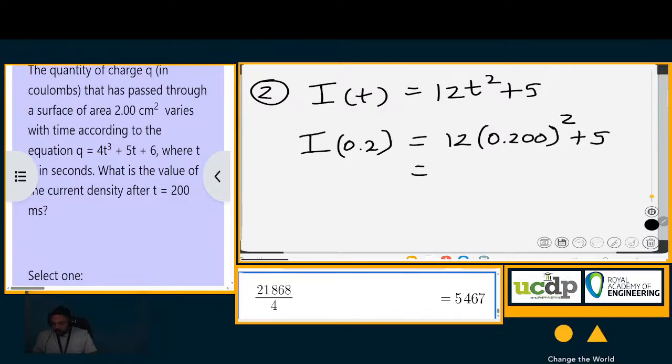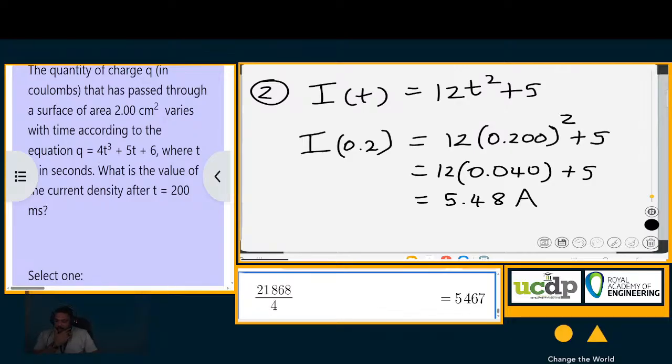If you work that out, 0.2 squared is 0.04, so it's 12 times 0.04, which is 0.48, plus 5, which gives me the current after 200 milliseconds: 5.48 amperes. So this is the current after 200 milliseconds, 5.48 amperes.